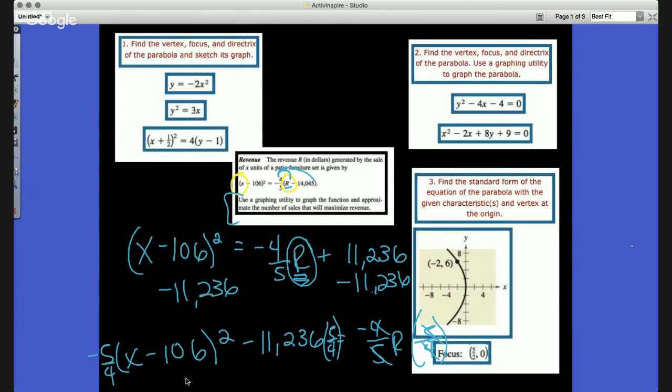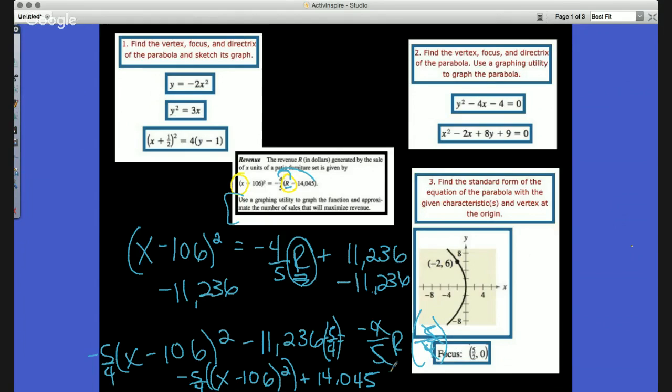So our equation we're going to put in our calculator is -5/4. You could put that in as a decimal, like -1.2, times X minus 106 squared. Make sure this is in an extra parenthesis, okay? It should be like that. And then obviously, when I get this here, it's going to be plus 14,045, okay?